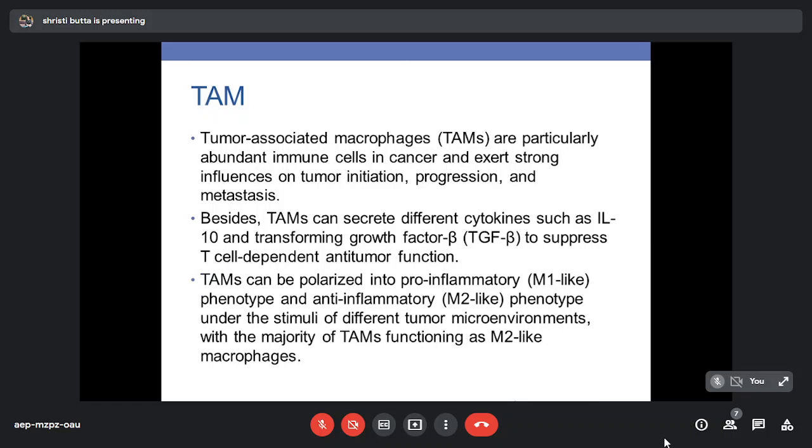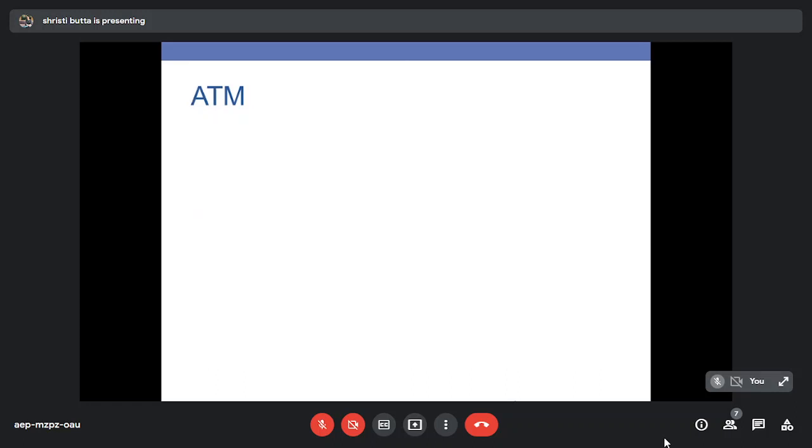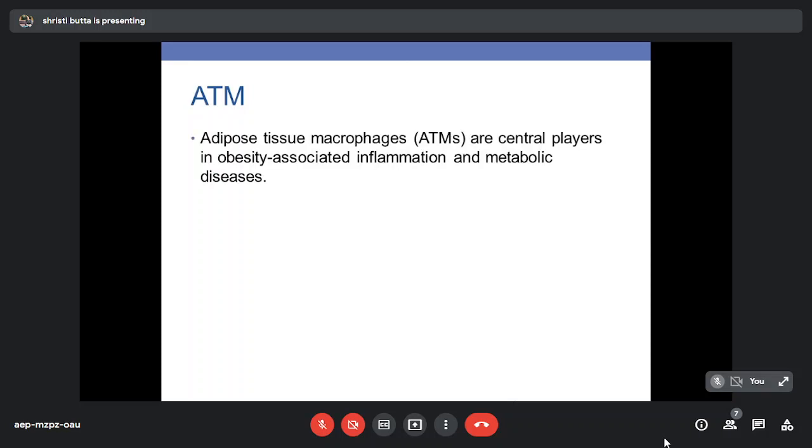TAMs can be polarized to the pro-inflammatory as well as the anti-inflammatory subset under the stimuli of different tumor microenvironments, with the majority of TAMs functioning as M2-like macrophages. So we have a set of macrophages which can function as both the M1 as well as the M2. They are the tumor-associated macrophages. We also have the ATMs. Now, what is this ATM? Anytime money? No. It's the adipose tissue macrophage.